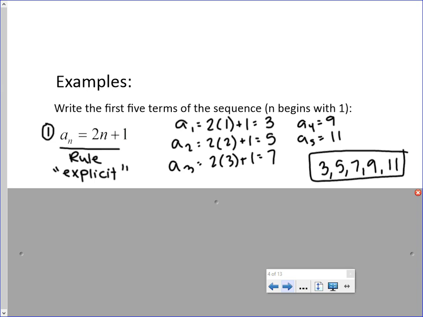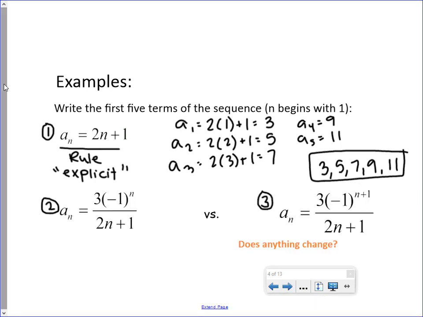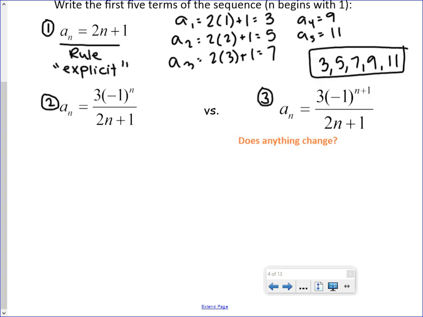Okay, now 2 and 3, if you'll just glance at them real quick, they look very similar, right? To each other. Small difference. Kind of look at it. I'm going to do the first value with you, and then I'm going to let you and your groups come up with the next values for the sequence.